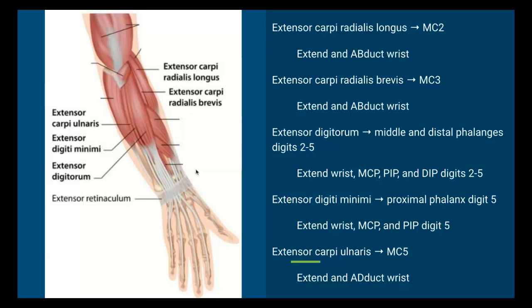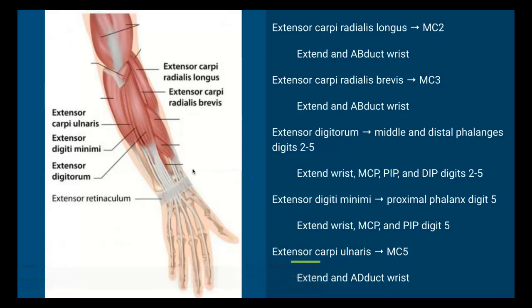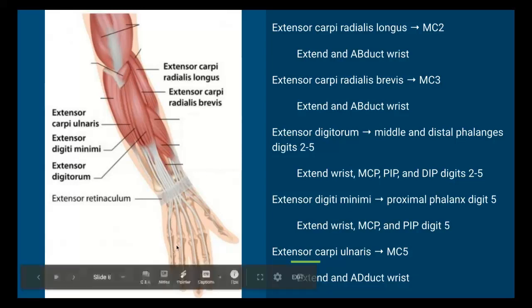Next, we have the extensor digiti minimi, and digiti minimi is actually going to be referring to your little finger, or your pinky, as some people call it. So it's going to be inserting then on the proximal phalanx of digit 5. So the proximal phalanx, it's not going to be going all the way, but if you know it's inserting on the proximal phalanx, then you can tell me that it's going to extend the wrist, the metacarpophalangeal joint, and the proximal interphalangeal joint of digit 5, all right? But no action then on the distal interphalangeal joint of digit 5.